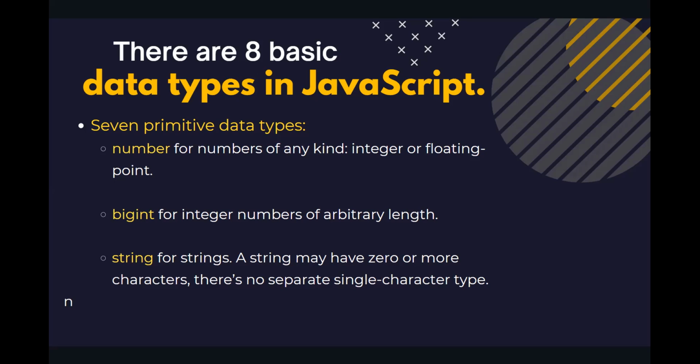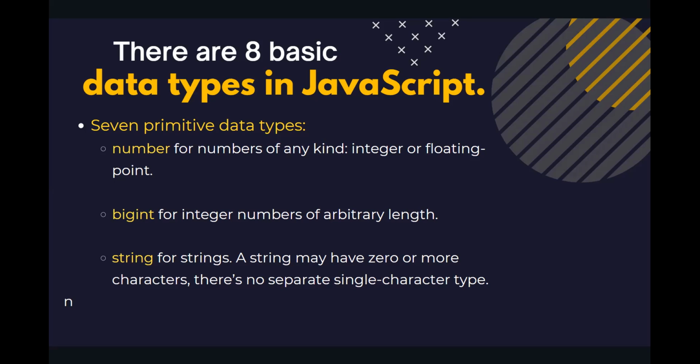And we have something known as big int. Big int is a really huge number, maybe like billion, gazillion, trillion, like big numbers. That is big int or big integer. Then we have string.